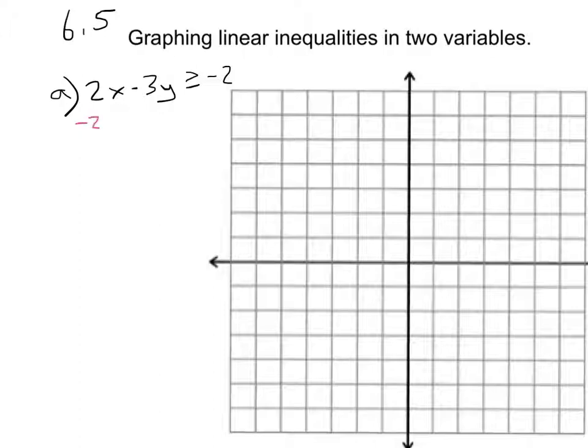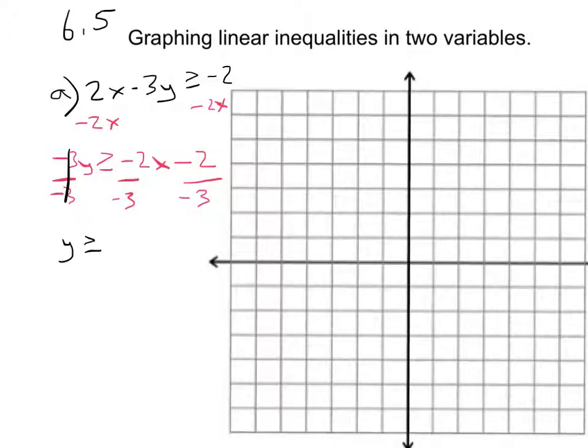so I'm going to solve for y. Minus 2x, minus 2x. Negative 3y is greater than or equal to negative 2x minus 2. I'm going to divide by negative 3, divide by negative 3, divide by negative 3. I get y is greater than or equal to 2/3 x plus 2/3.